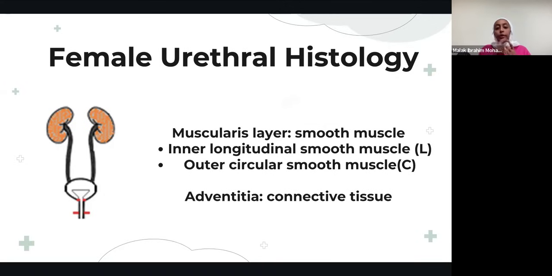Okay, so we finished the mucosa. Now we're going to talk about the muscularis layer. It has two muscles, the inner longitudinal smooth muscle and outer circular. And lastly, the adventitia, which is just connective tissue.